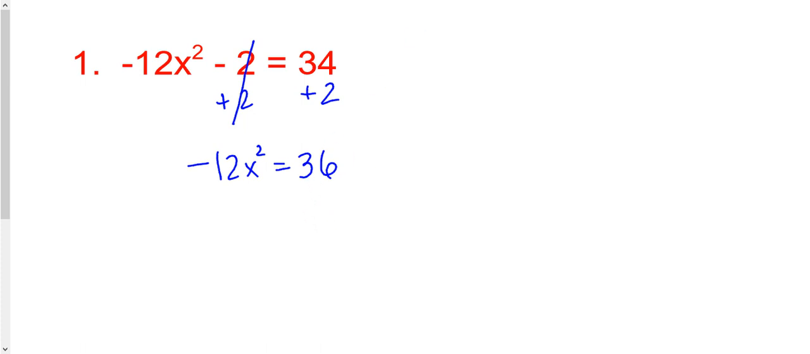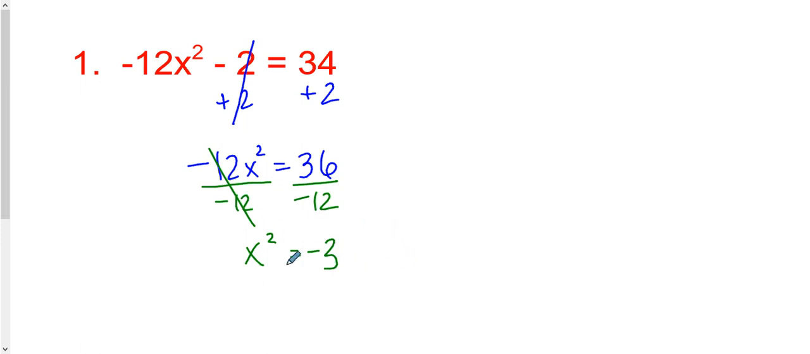Now I'm still trying to isolate x squared. I cannot take a square root yet because that negative 12 is living in the front. So before I square root, I'm going to divide both sides by negative 12. My negative 12s cancel. They leave me x squared on the left. And 36 divided by negative 12 is negative 3.